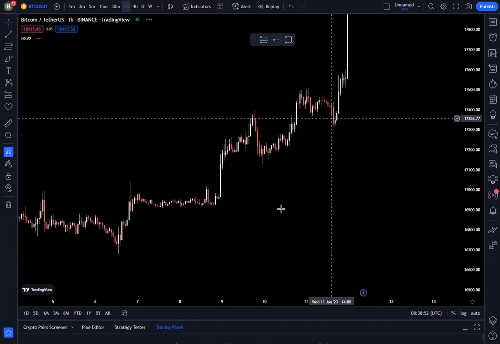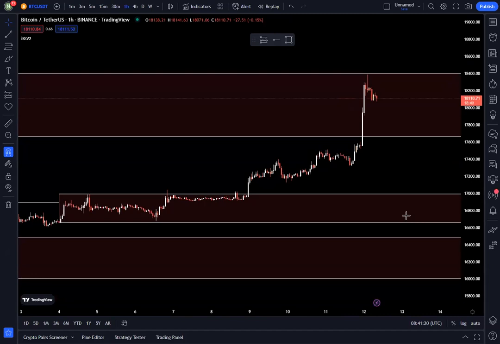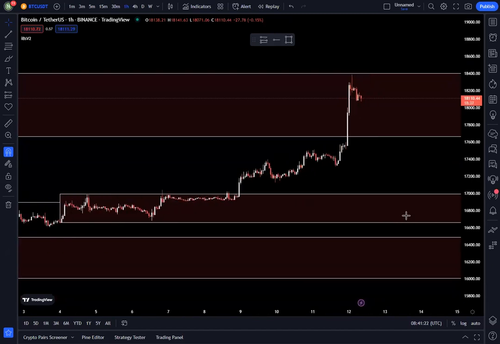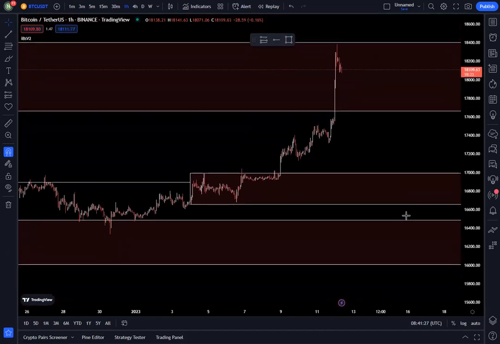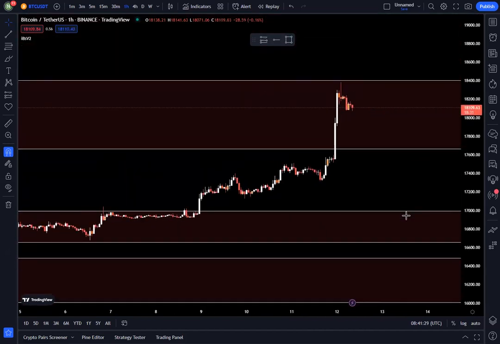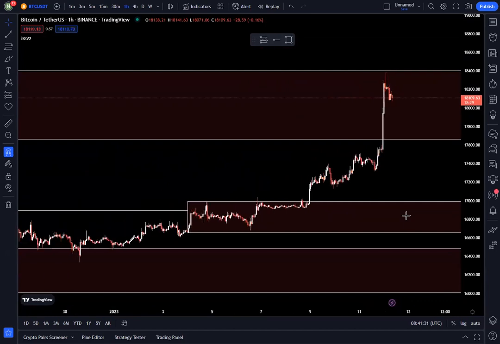So let's check the 1 hour finally. All right, so this is the 1 hour time frame, and there is basically no big change. It's just the same thing, just that this one has more candlesticks. Still the same thing. Now, let me show you something.